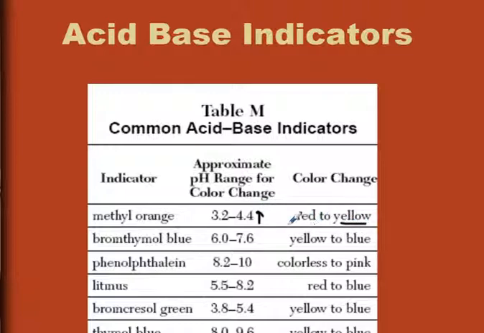So if I have a solution that has a pH of 7, well, that's 4.4 or higher, so it'll be yellow. If the pH of the solution was 2, well, that's 3.2 or lower, so it would be red. Bromthymol blue, if we add that to a solution, if your pH is 6 or lower, you'll be yellow. 7.6 or higher, you'll be blue. If you're in the middle, you're going to be something like green.